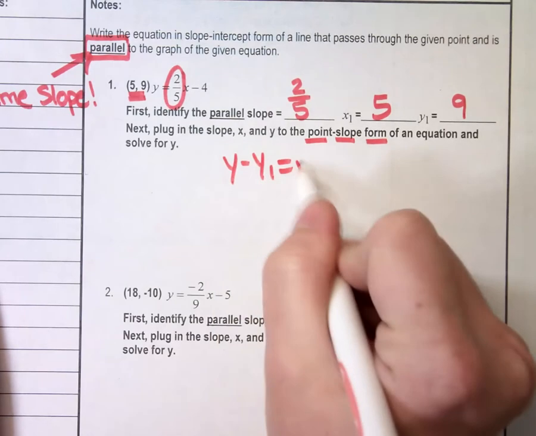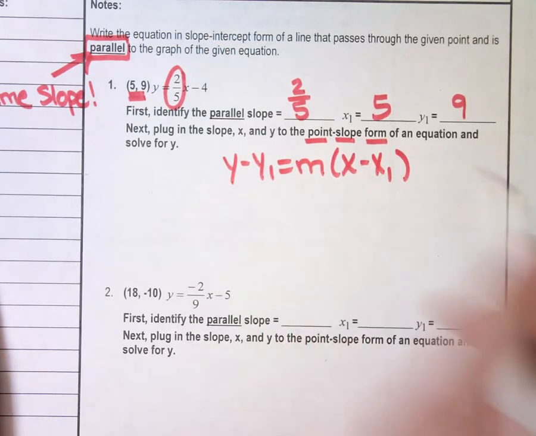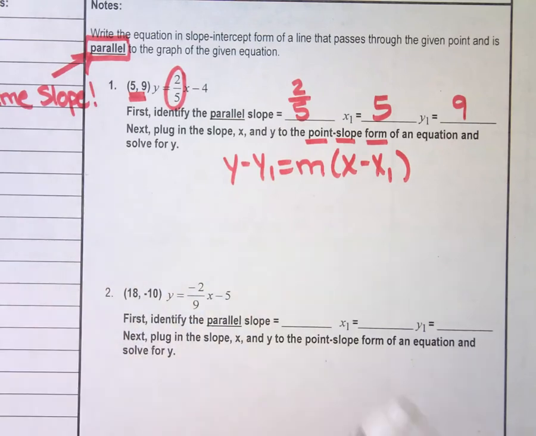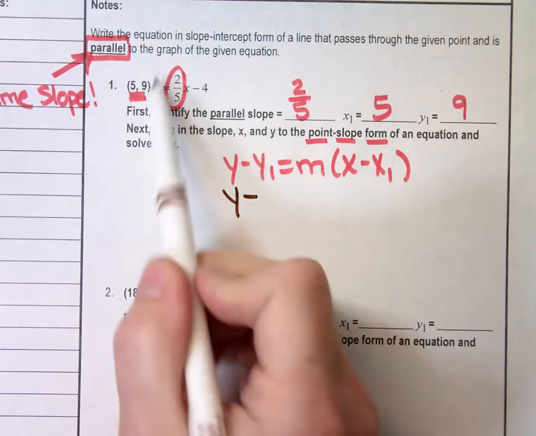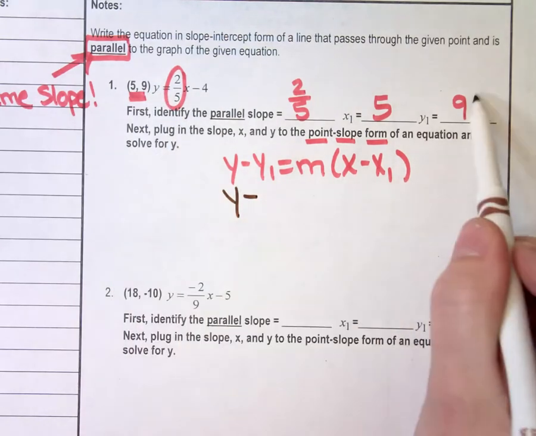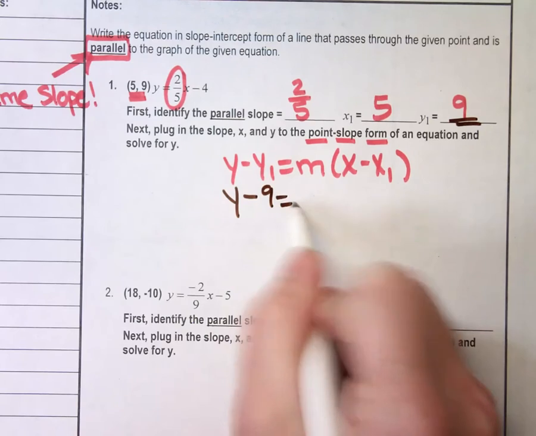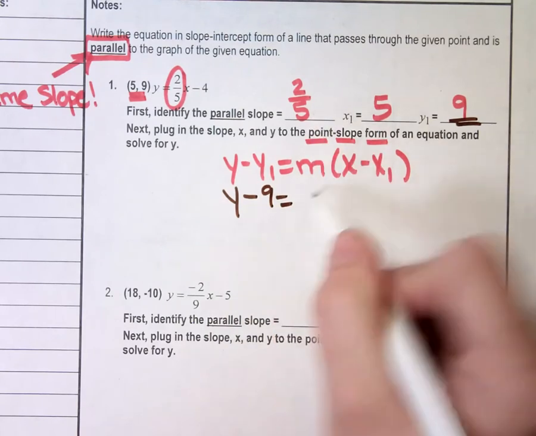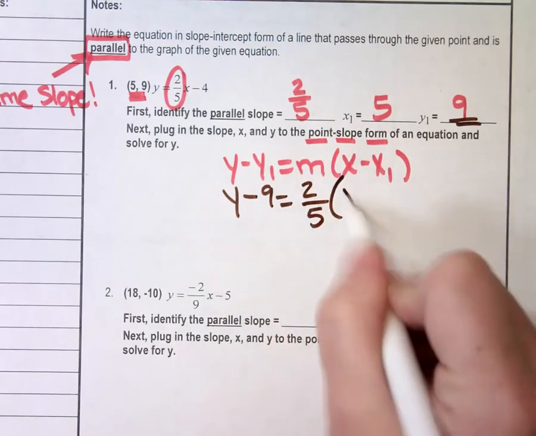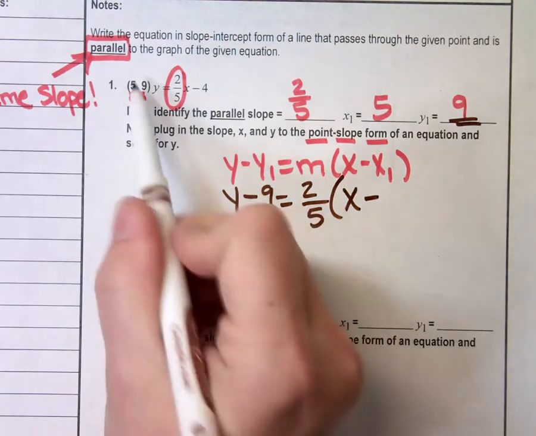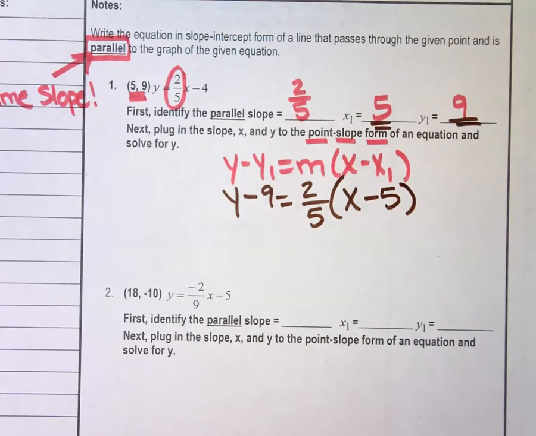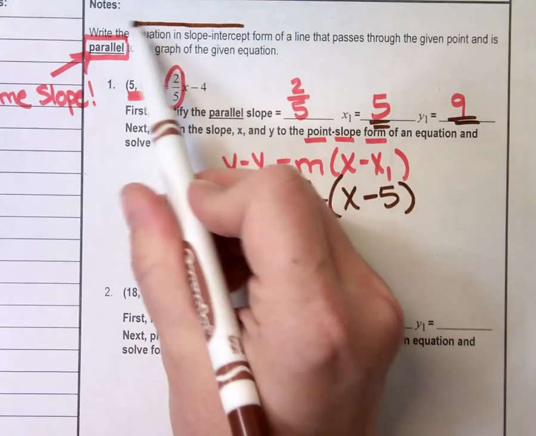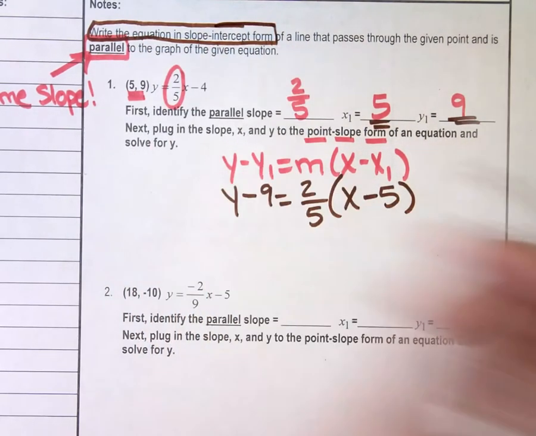So let me write down our point-slope form formula. Hopefully you guys have memorized this by now. So it goes y minus the y-coordinate. Which of these is the y-coordinate? 9. We already talked about it. I want the parallel slope, which is 2/5. And then x minus the x-coordinate, and the x-coordinate is 5. Okay, I'm not going to leave it like this because up here at the top it said to write the equation in slope-intercept form, so I'm going to keep going.